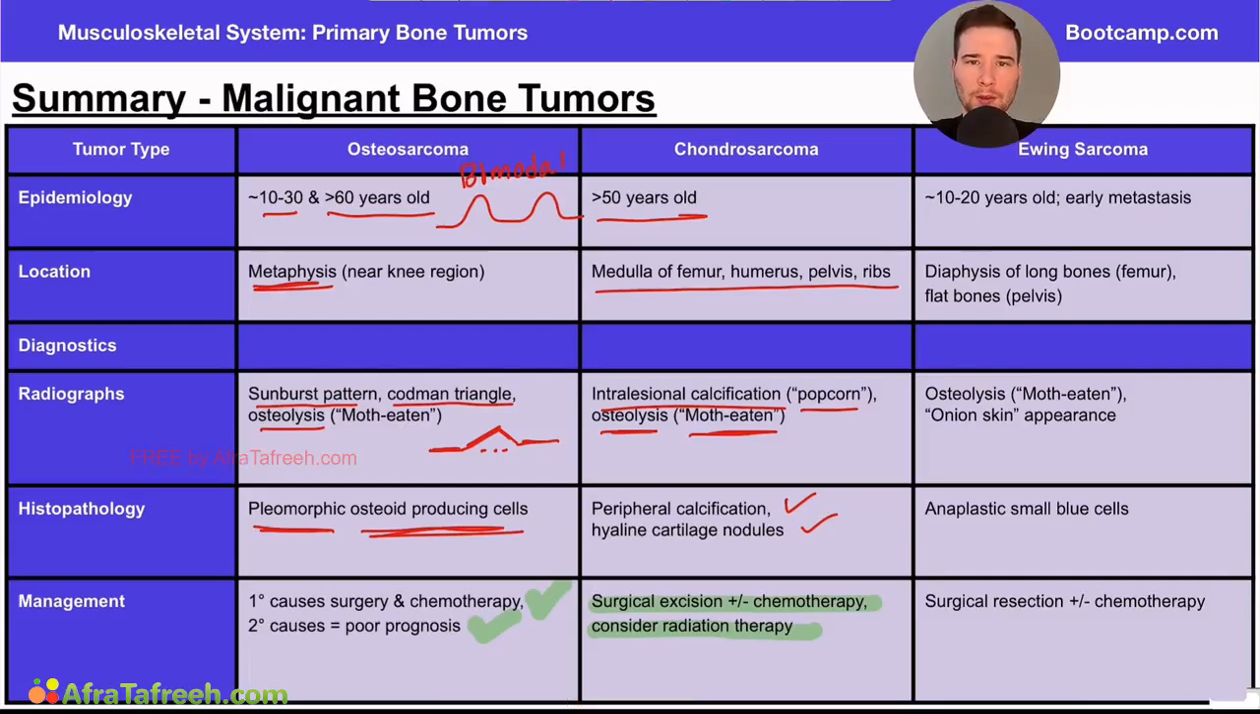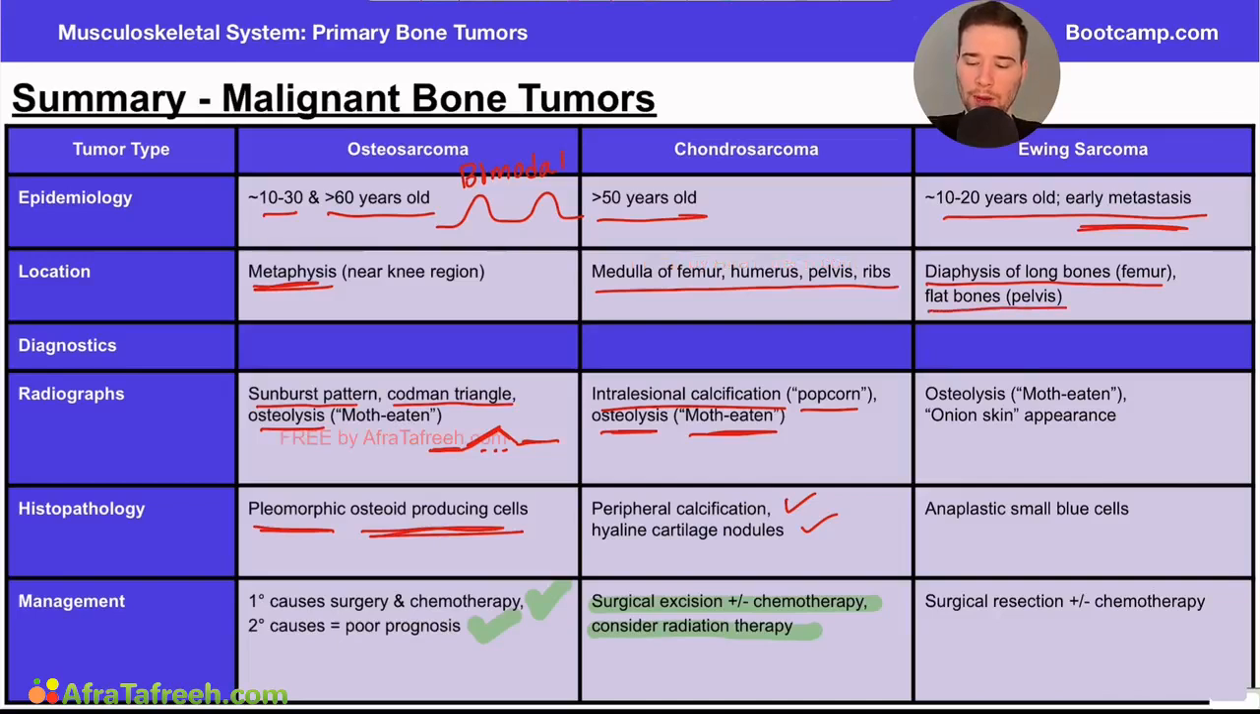And finally, to wrap up this video, we're going to talk about Ewing sarcoma. So Ewing sarcoma is often going to be seen in a younger patient population. Key point here is that this has early metastasis. This needs to be treated aggressively early on in a patient's presentation. When we talk about the location, it's typically going to be in the diaphysis of long bones, particularly the femur, but it can also be seen in flat bones, such as the pelvis.